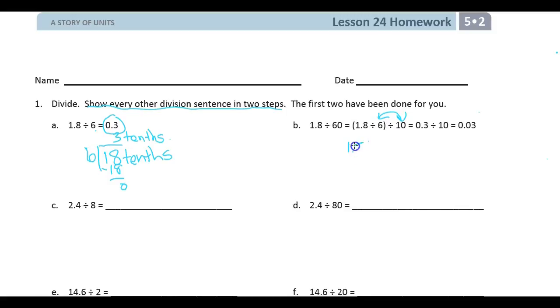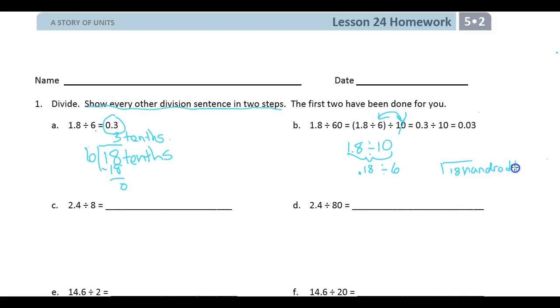So if you have 1 and 8/10 and you divide that by 10, what's going to happen is everybody's going to lose a place value. So the 1 is going to move from the ones place to the tenths place. The 8 is going to move from the tenths place to the hundredths place. So now we've taken care of that one. Now let's do the next part of it, and we're going to divide by 6. We can do it the same way we just did and say 18, but it's not tenths this time, it's hundredths this time for our noun.